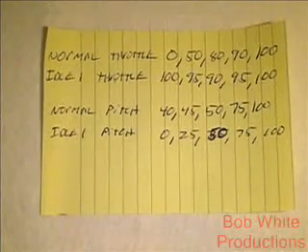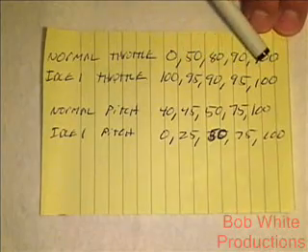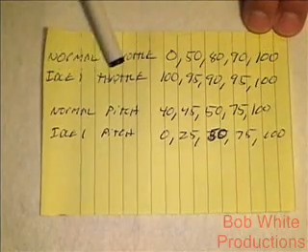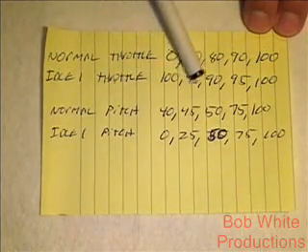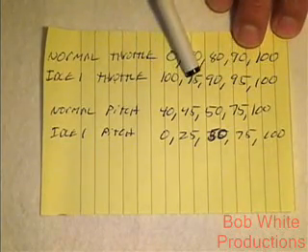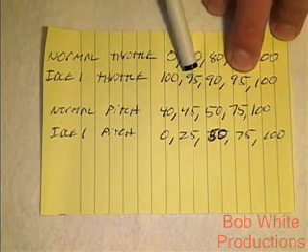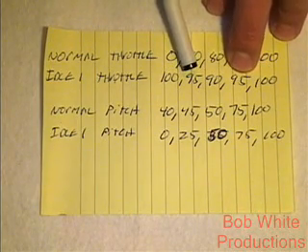Okay, so here are my recommendations. Again, normal throttle curve 0, 50, 80, 90, 100. For idle 1, throttle curve 100, 95, 90, 95, 100. Now remember, this is 0.1, 0.2, 0.3, 0.4, 0.5. If you notice, 0.2 and 0.4 match. Again, I talked about that.